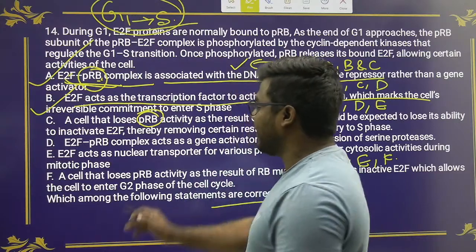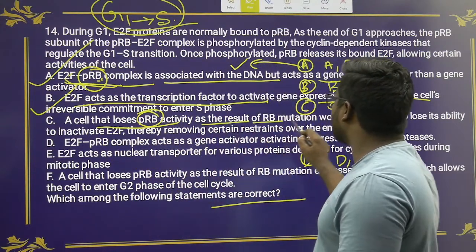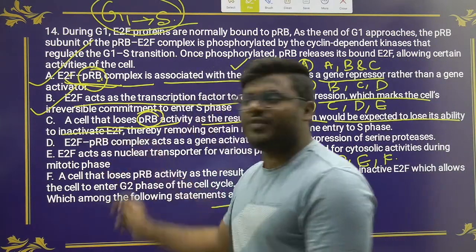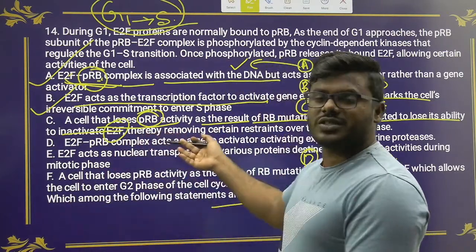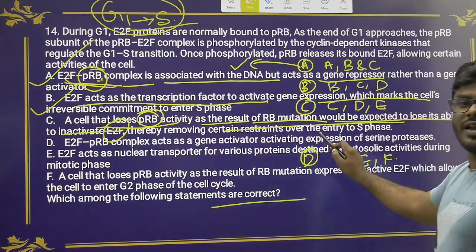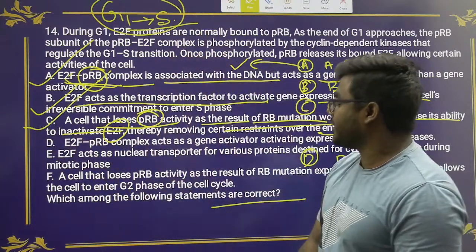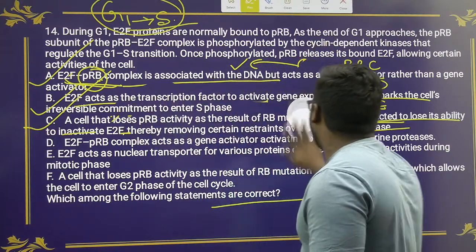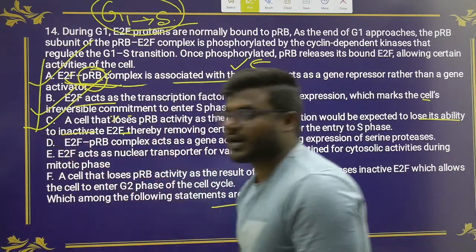That's what happens. Now a cell that loses pRB activity as the result of RB mutation would be expected to lose its ability to inactivate E2F. So E2F is activated. Obviously true. Then E2F will stimulate all the genes. Then finally the cell will enter into S phase. No doubt, option C is correct. Now if you start looking into option D, so A, B, C are correct.